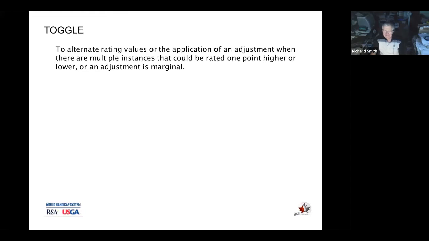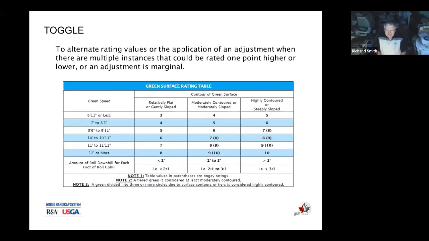Okay, the concept of toggling. This is where we have things that are a little bit subjective, shall we say, in terms of whether, in this example, a green is relatively flat or moderately contoured. And you find, and certainly in Saskatchewan, we have found that in a lot of cases, the greens at the courses that we rate are kind of on the borderline between relatively flat and moderately contoured.